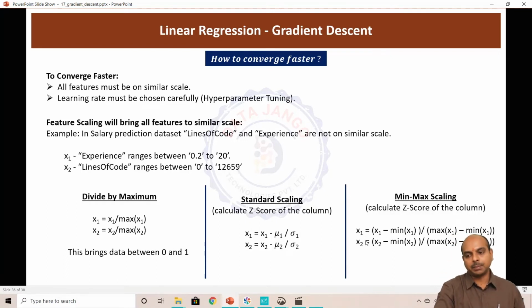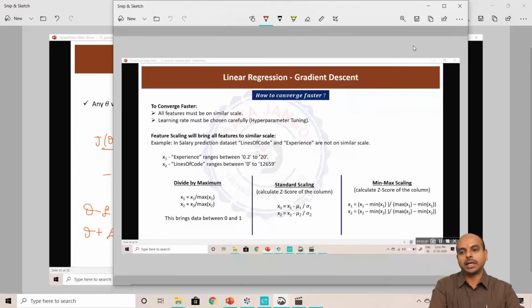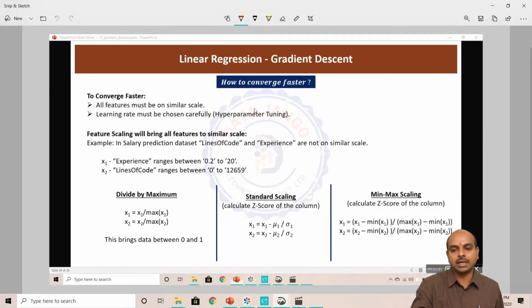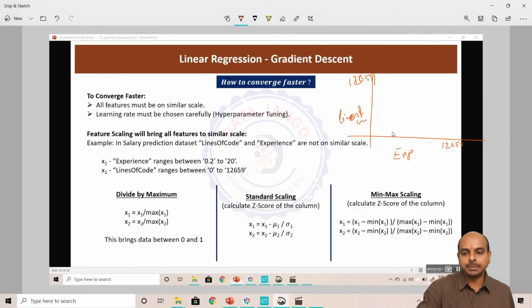12,659. Suppose that you are trying to draw a graph between these two to understand the relationship, and you chose the scale as 12,659 on the x-axis and the y-axis, both 12,659. On the x-axis we have taken experience, and on the y-axis lines of code, right? The experience is actually ranging from 0.2 to 20. If you look at the scale, it is 12,000.